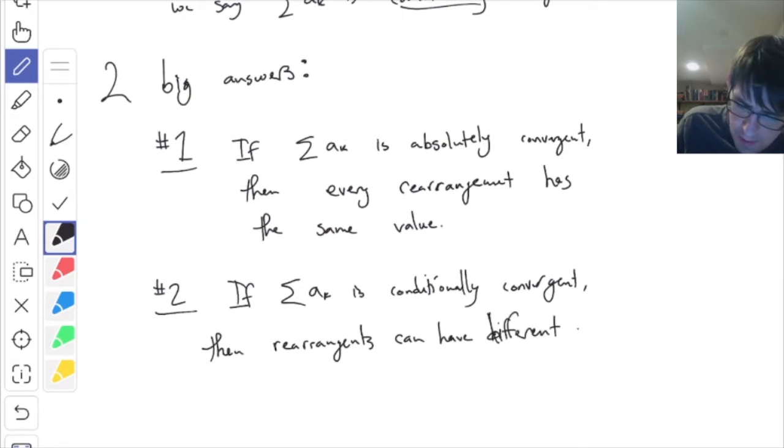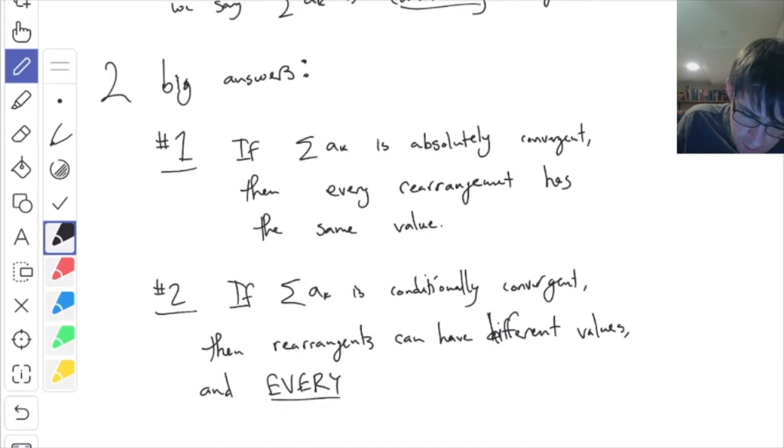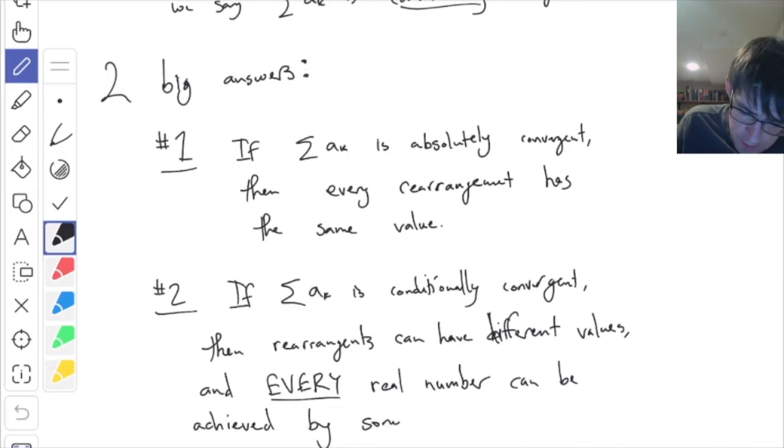Can have different values. And the other question I had asked is, what kind of values can you get by rearranging? And the answer is all of them. So what I'm going to say here is, and every real number can be achieved by some rearrangement.